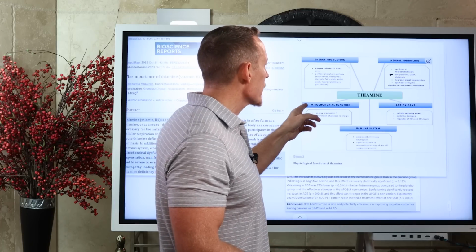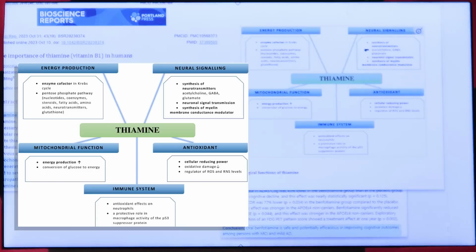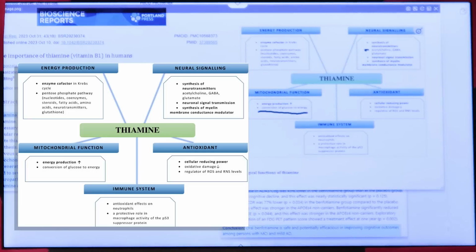We know that it also has an important role in energy production in mitochondria. Again, mitochondria is where some of the pathology that we see in dementia occurs. So B1 plays that role in mitochondrial energy production. We know it supports the immune system and acts as an antioxidant. It acts as a protective role for white blood cells. We know it's an antioxidant with its cellular reducing power, as well as its ability to regulate reactive oxygen species. And I want to point one last thing out. Its ability to convert glucose into energy.